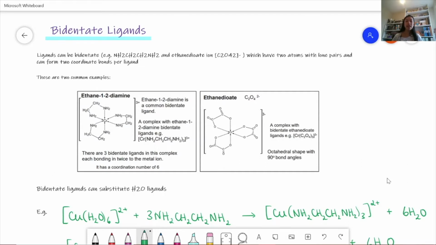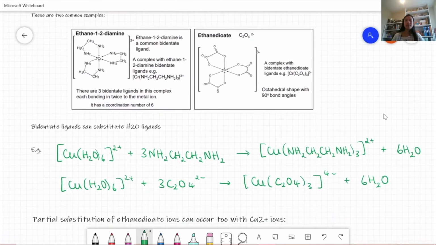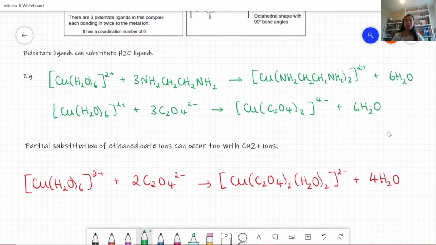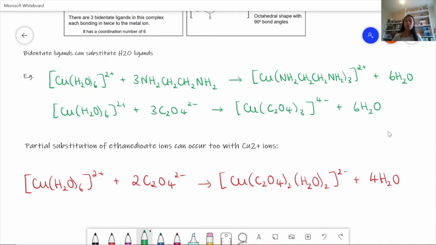And then for ethane dioate, it's the same thing. And also the complex still has a coordination number of 6. And so we see that bidentate ligands can substitute water ligands. So we start off with copper, coordinate bonded to 6 waters. And then if we add 3 of these ethane-1,2-diamines, then we form a copper with the ethane-1,2-diamines attached. And so we only need 3 of them because each one attaches twice. So 2 times 3 is 6. So the coordination number hasn't changed because the coordination numbers of both complexes are 6. And so the 6 waters have been substituted, and so they come out. And it's the same for ethane dioate as well.